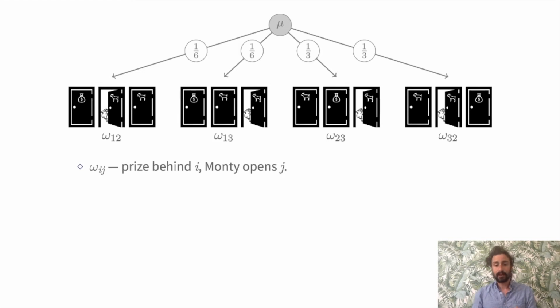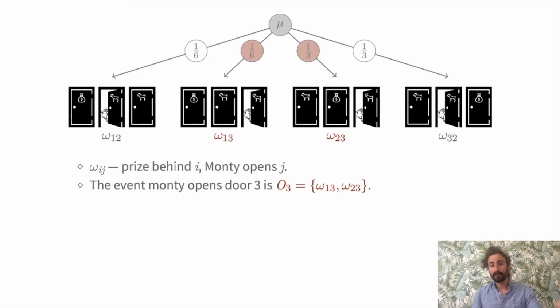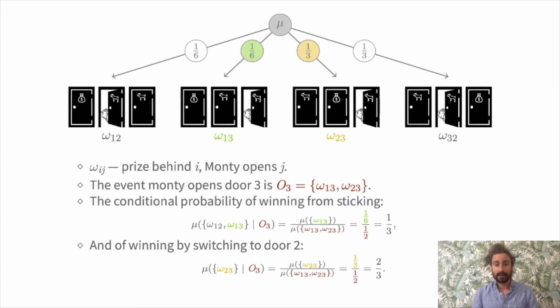So the event in question, say, is that Monty Hall opens door 3. And we ask, what should the decision maker do? Should he switch to the other door, which is door 2, or should he stick with door 1? And we can analyze this using simple conditional probabilities, and you see that the probability if you stick is 1/3, and if you switch is 2/3, the conditional probability.